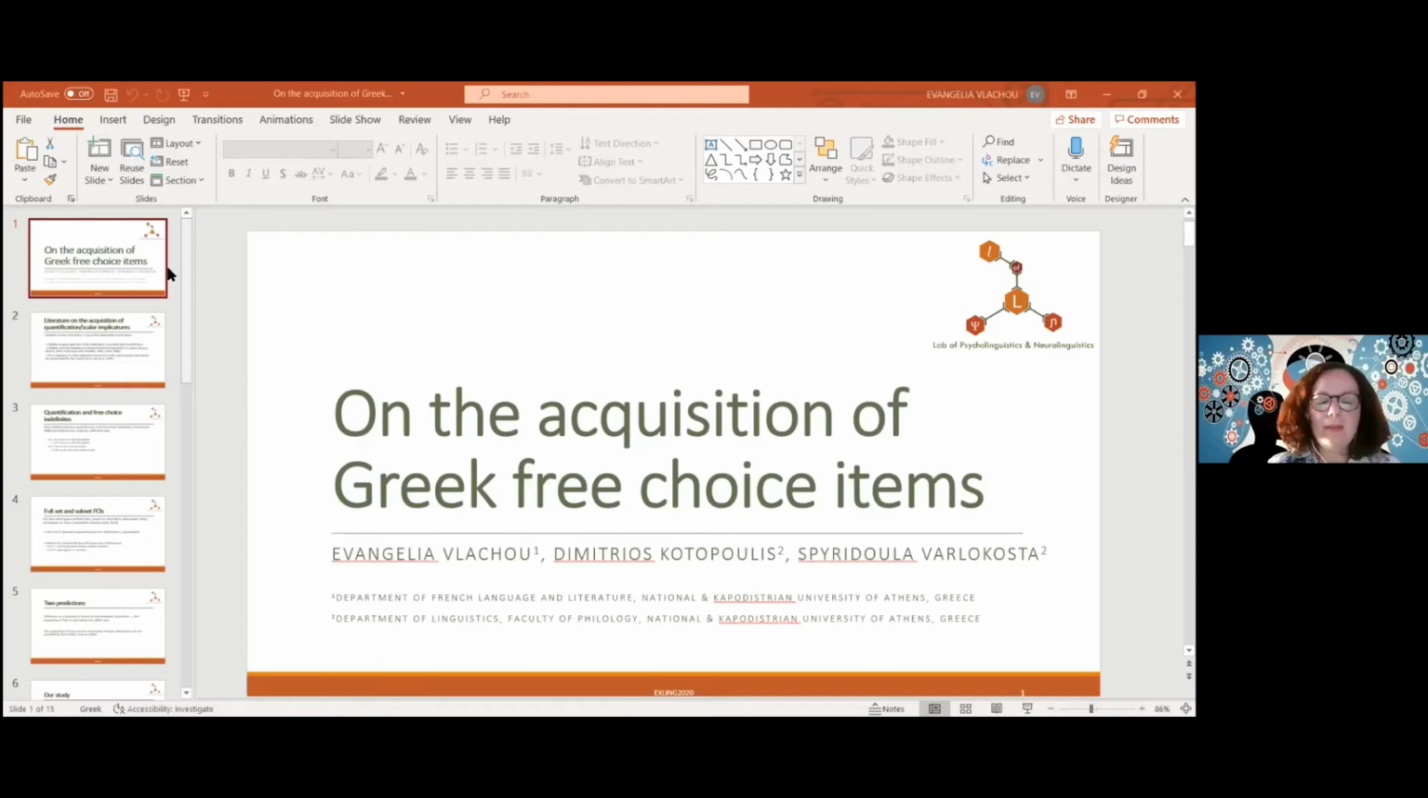A semantic property of free choice indefinites is that they express freedom of choice. Any is the most famous and well-studied free choice indefinite. See an example like "take any card." Although the distributional properties of free choice items have been extensively studied in the last years, there has been no systematic account on their acquisition.